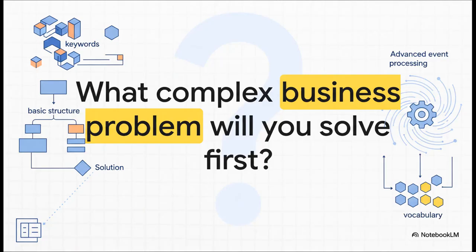And there you have it. From basic structure all the way to advanced event processing, that completes our grand tour of the IRL keywords. You officially have the full vocabulary now. So the only question left is, what complex problem are you going to solve first? Thanks for watching.